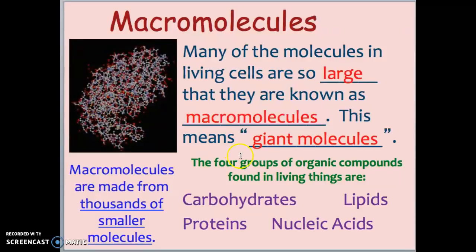As we've been talking about, there are four main groups of these organic compounds or macromolecules, and they are the carbohydrates, lipids, proteins, and nucleic acids. In this first lecture, I'm going to just discuss the carbohydrates, and then there will be a different video for you to watch about the lipids, the proteins, and the nucleic acids.